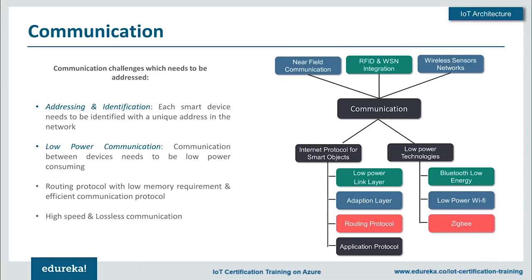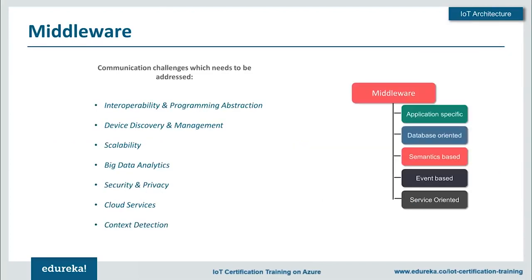With this, I hope you have a simple understanding of how communication is essential for the Internet of Things architecture and the various ways you can implement communication between devices. Now, the next layer with respect to the IoT architecture is the middleware segment.